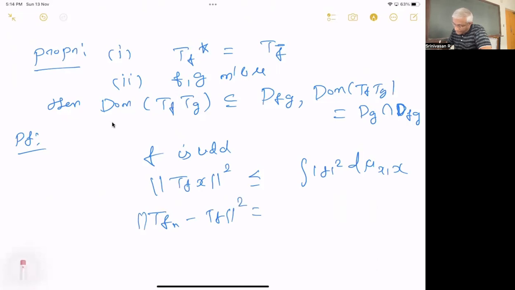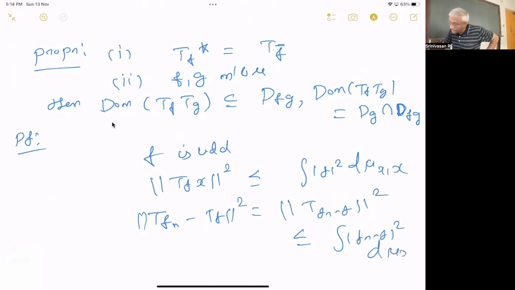T f_n minus T f is actually equal to T of (f_n minus f), norm squared. And what did we do? This is less than or equal to the integral of mod f_n minus f squared d mu x, right? And this goes to 0. There is no T x here; this is not an unbounded operator. These are all unbounded operators, so you have to act them on something for it to generally make sense.